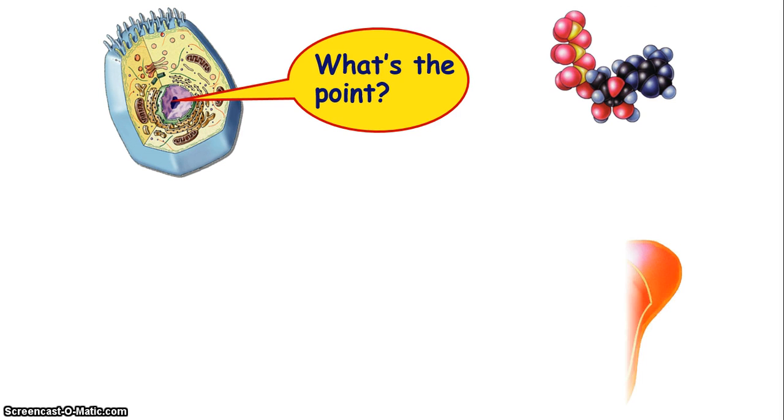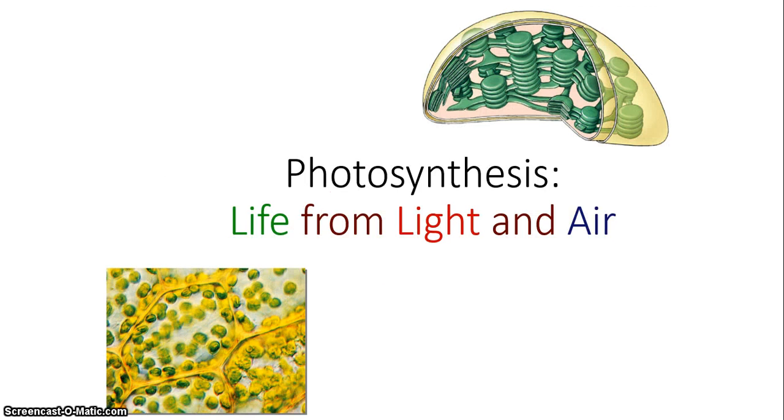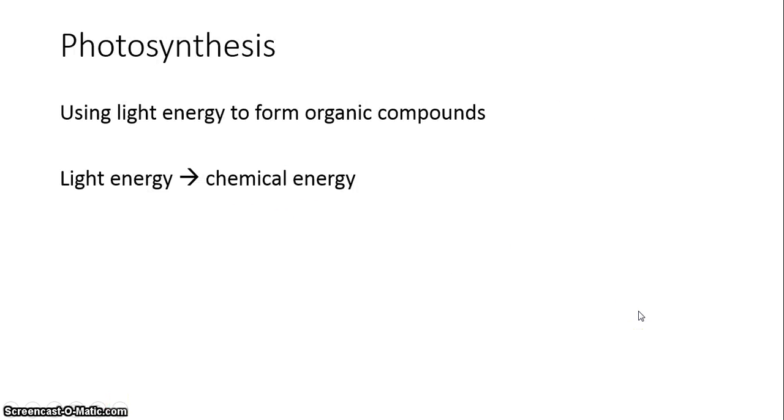So the point of the whole thing is to make ATP. So next we're going to move on to photosynthesis. This is life from light and air. Essentially, it's how we make the food that you use to get energy. And in order to make that, we use light and air.